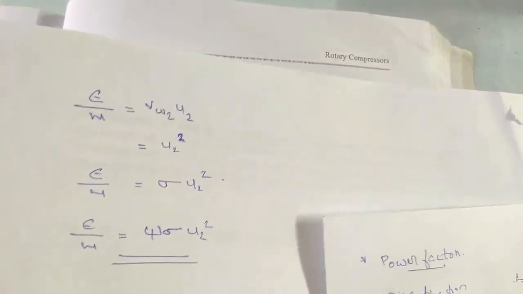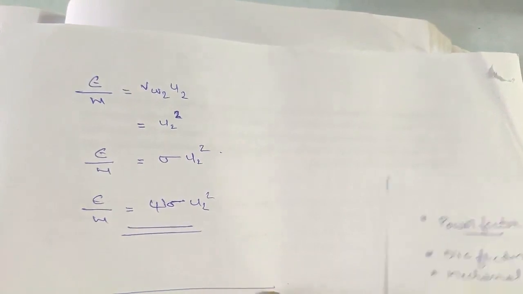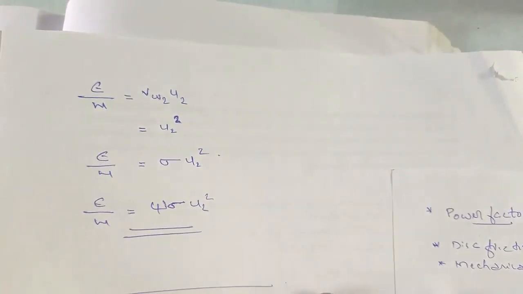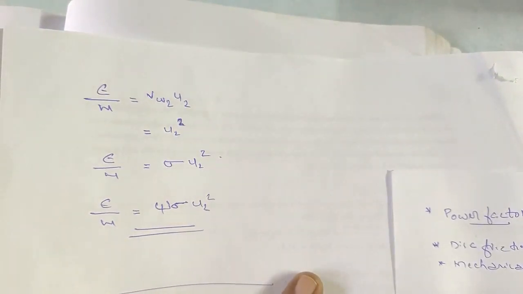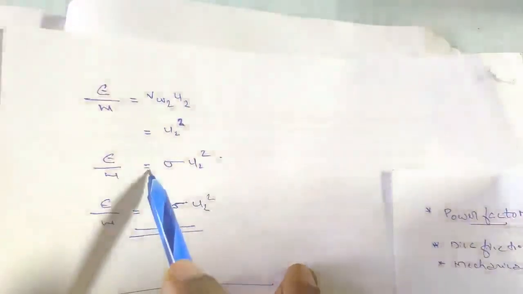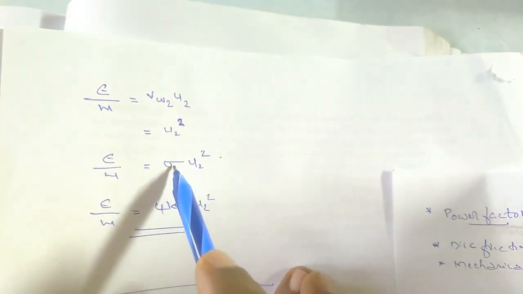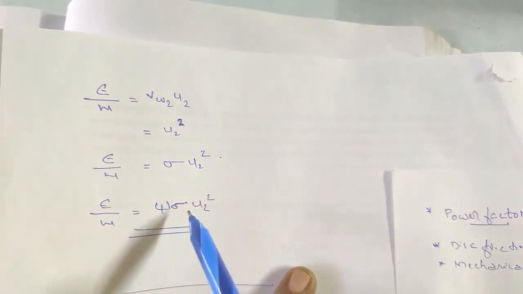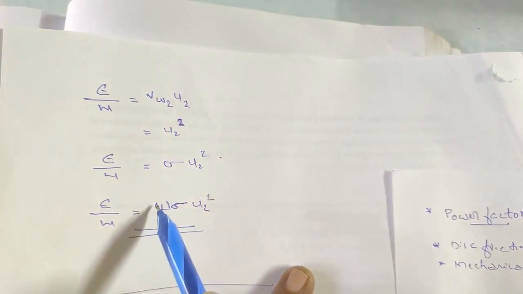So these are the formulas. Energy imparted by the impeller, or the work done per kilogram, is equal to VW2 U2. Theoretically VW2 is equal to U2, so you can say that it is equal to U2 square. But if you consider the slip factor, the phenomenon of slip, then it is equal to sigma U2 square. And if you consider the frictional losses, the mechanical losses, then another factor, known as the power factor, psi, comes in: psi sigma U2 square.